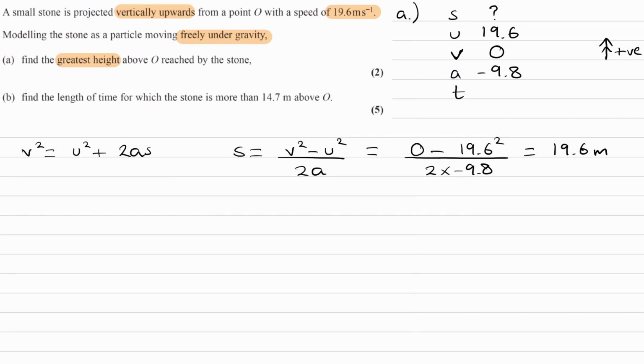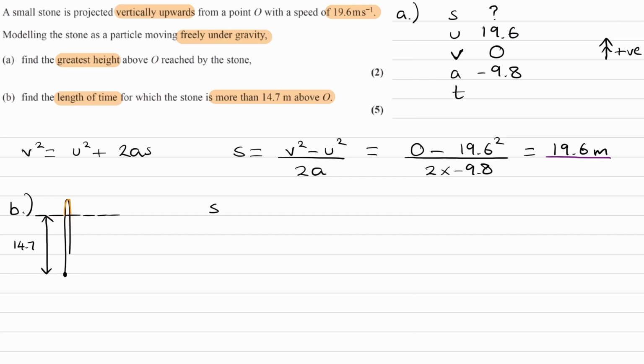That's part A. For part B, find the length of time for which the stone is more than 14.7 meters above O. Alright, so let's draw a diagram to represent the scenario. So let's say our particle starts here, it goes upwards, and then it comes back down. So let's say that this height here represents a distance of 14.7 meters above ground. So then we're trying to work out the time for when the stone is more than 14.7 meters above O. That's this bit here, that top region.